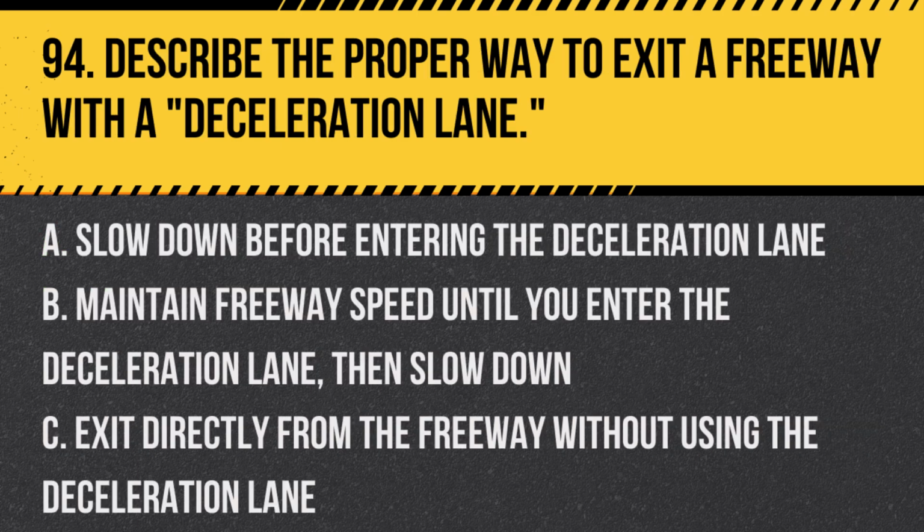Question 94. Describe the proper way to exit a freeway with a deceleration lane. A. Slow down before entering the deceleration lane. B. Maintain freeway speed until you enter the deceleration lane, then slow down. C. Exit directly from the freeway without using the deceleration lane.